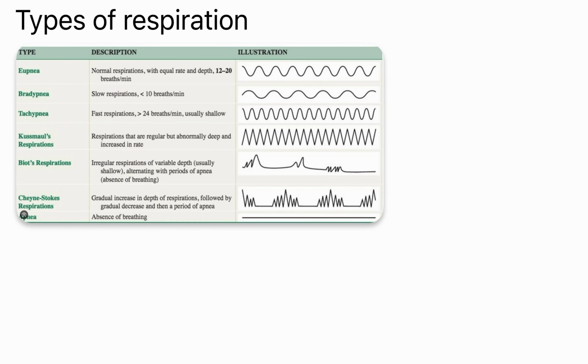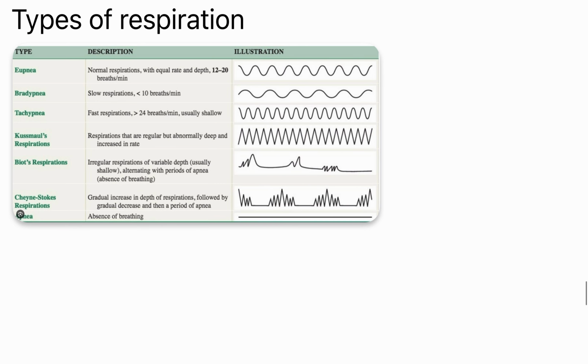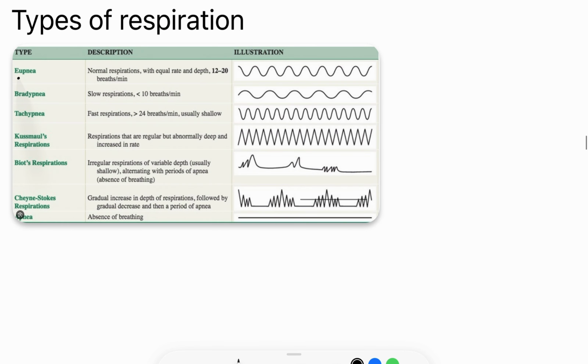Now we are going to discuss the types of respiration. There are different types of respiration. First one we are going to see is eupnea. Eupnea is a normal respiration. Our normal respiratory rate is 12 to 20 breaths per minute, and it can be depicted in a graphic representation like this. This is eupnea.